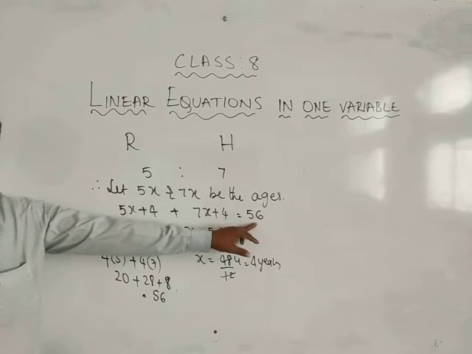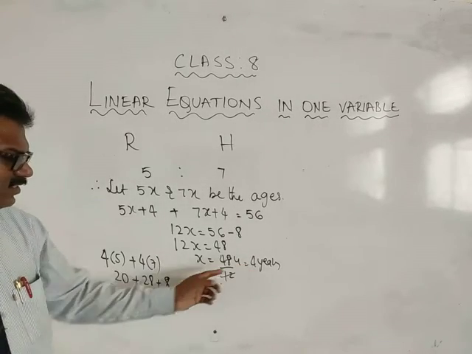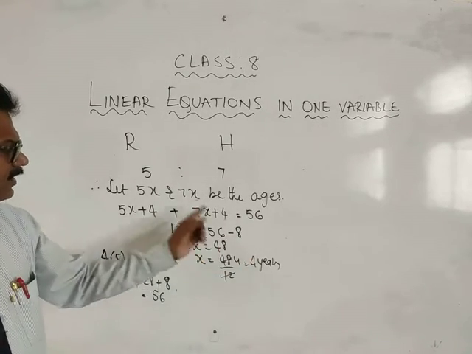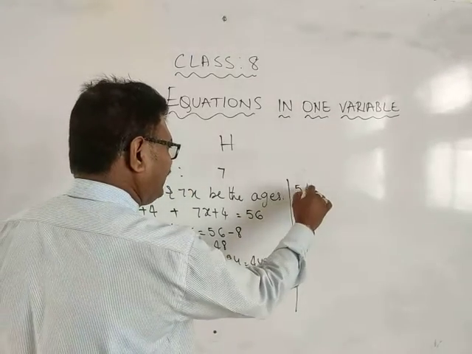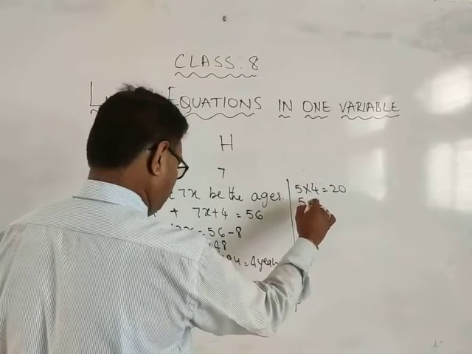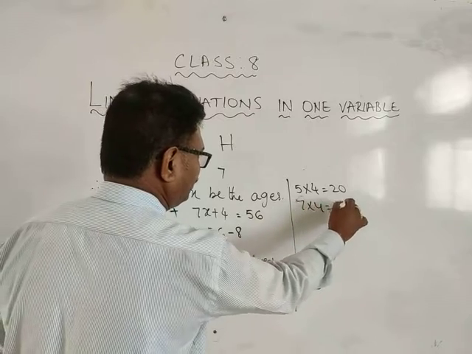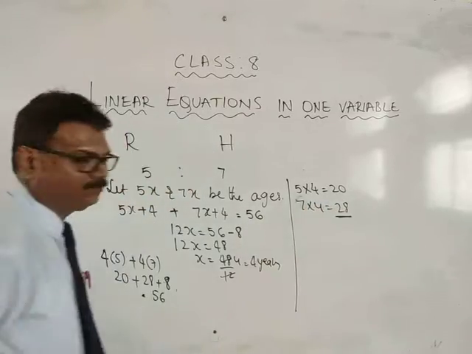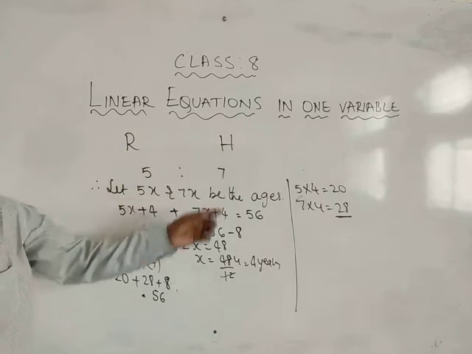Did you understand? Yes, you can verify your answer like this. Therefore, x equal to 4 years. Therefore, the ages are 5 into 4, that is 20, and 7 into 4, that is nothing but 28. So these are the ages of Rahul and Harun. Okay? Right.